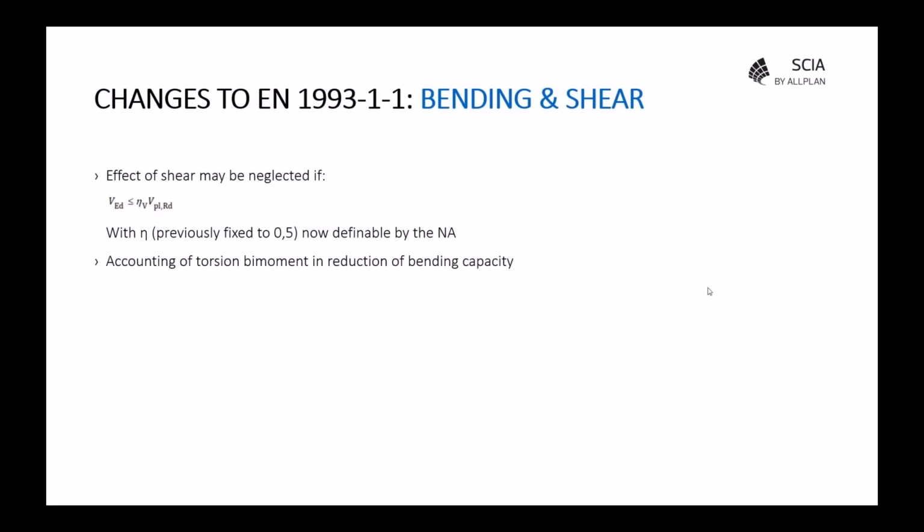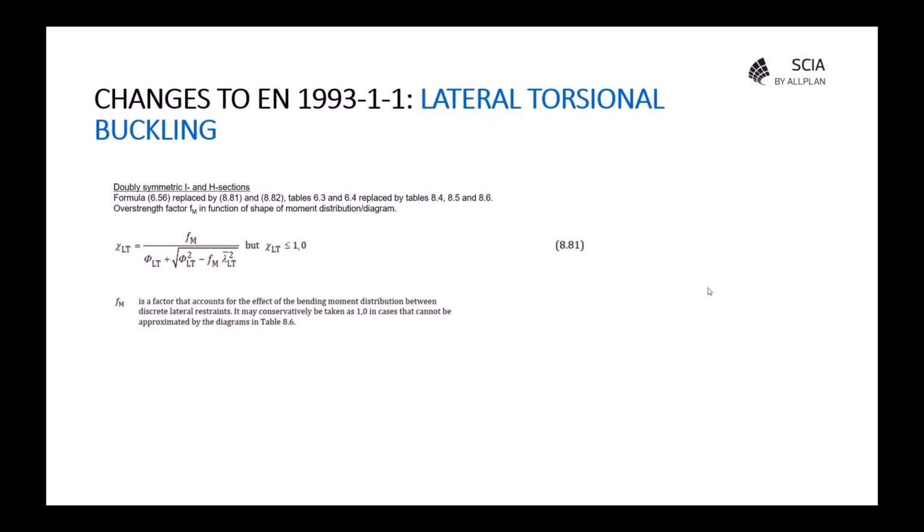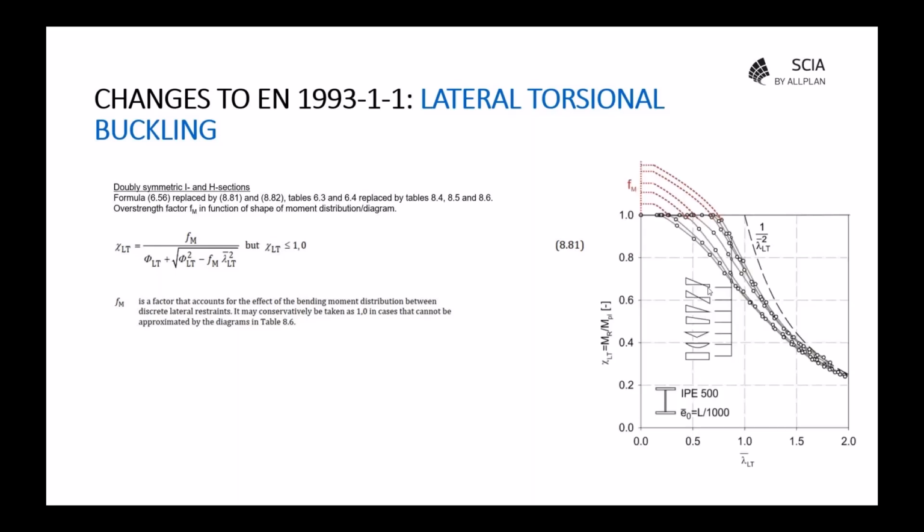And then in lateral torsional buckling, there's been some big changes, updates for doubly symmetric I and H sections. Here there is a new factor that's been added, factor fM, which is an overstrength factor. And it takes into account this part in those graphs here in red, that there is some potential extra capacity bigger than 1, depending on the shape of the bending moment diagram.